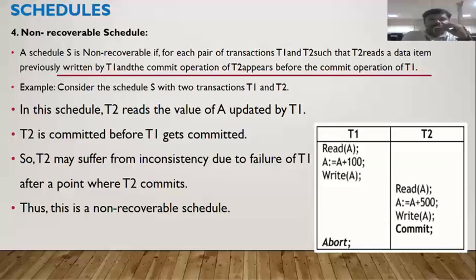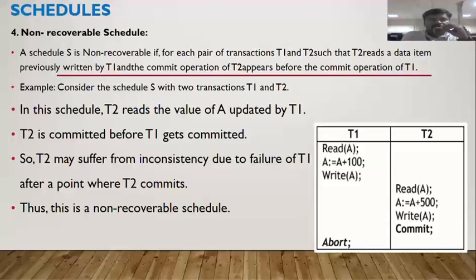In this diagram, you can see two transactions, T1 and T2. One transaction cannot be recovered. That is the meaning of this. You can see here T1 starts with the first line of execution, read of A. Next, A equal to A plus 100, write of A. After that it goes to T2: read of A, A equal to A plus 500, write of A, and commit is given. But when T2 is committed, T1 fails by using the abort statement.